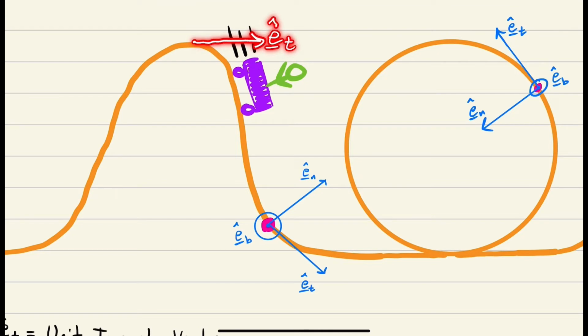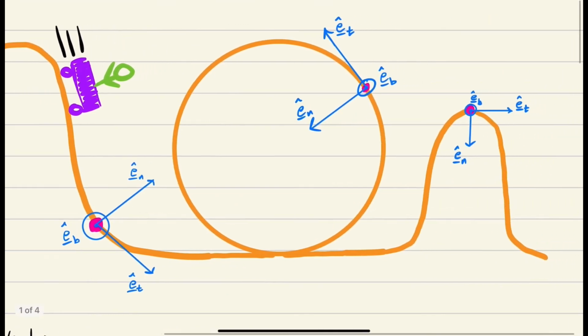It's tangent to the track and pointing in the direction of the velocity, right? Because we're moving that way. That's our E sub t. And then our E sub n is going to point in this direction. Why that direction? Well, because at the top of this track, at this point here, our trajectory is curving like this. It's curving in this direction. And we're normal to the track, and we're going to point in the direction that we're curving. So it points in this direction, like that.